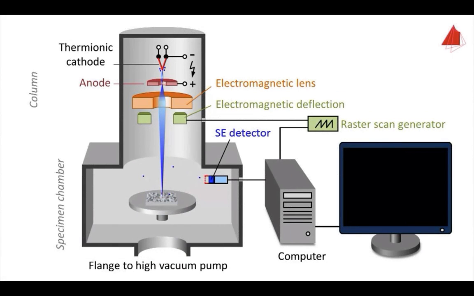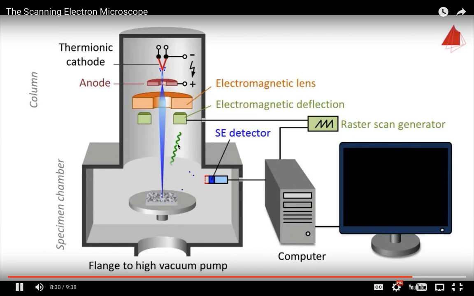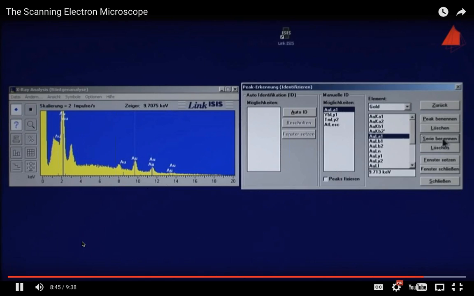Excellent. And that characteristic X-ray is used by the scientists to do what? The X-rays that are shown here as these wavy lines are detected by this X-ray detector. And then what are the scientists able to do with that?